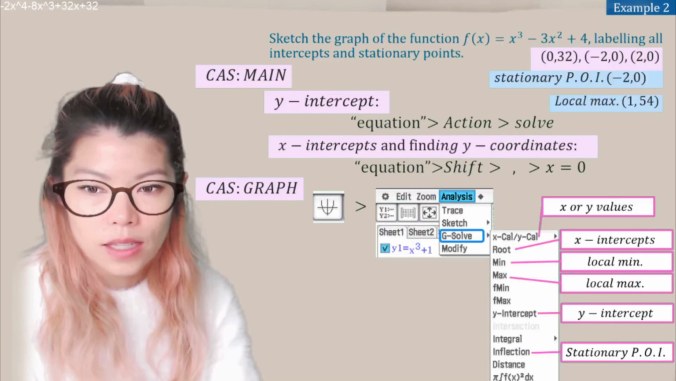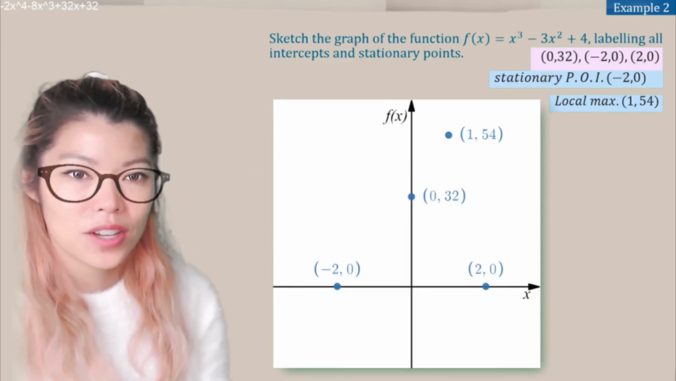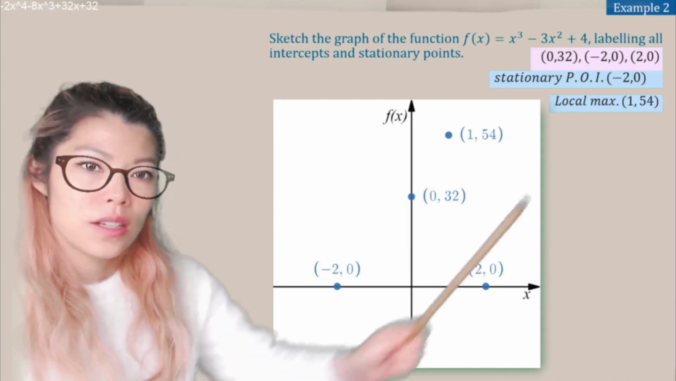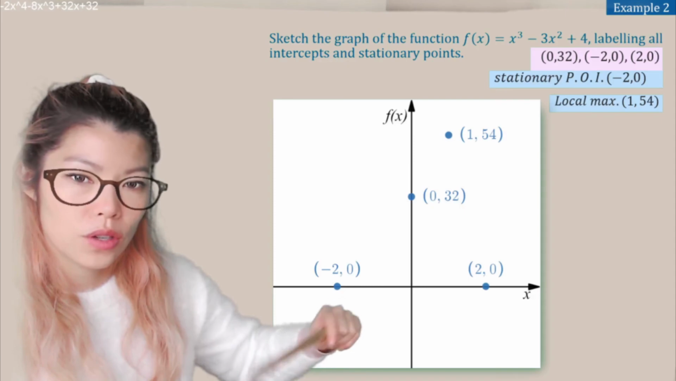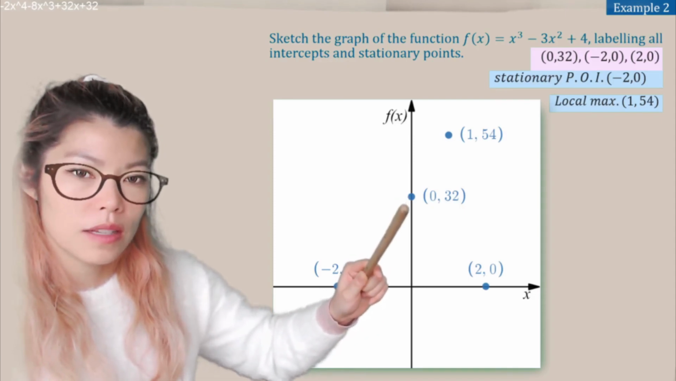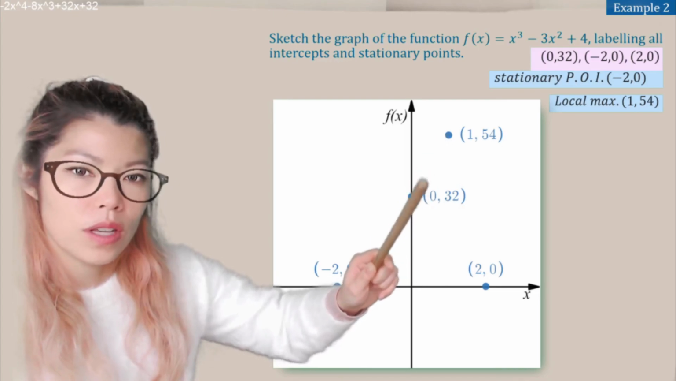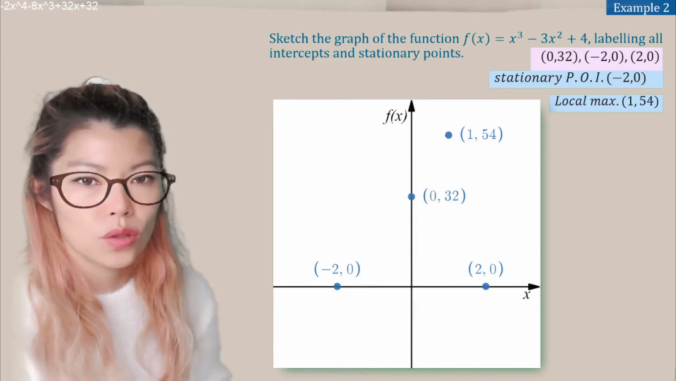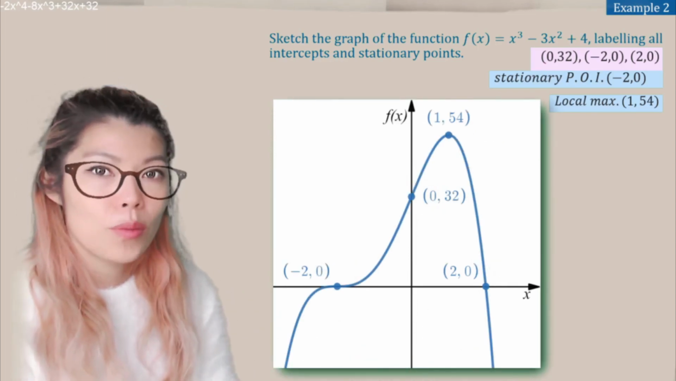So you can see the CAS is very handy. Make sure you get familiar with all these instructions. So let's sketch what we have, the intercepts, stationary points, and local max. So thinking about the stationary point of inflection, -2, and it's a positive graph, so it's going to go positive to positive again. And then the local maximum at 154, so it's going to do like a curve and then go through the 2. Just like that.